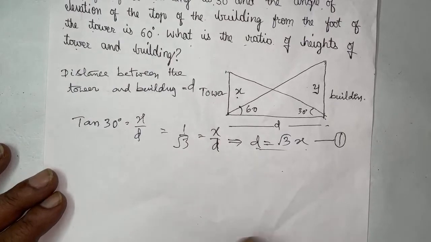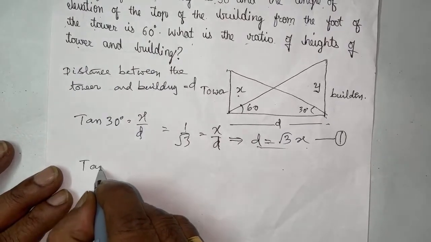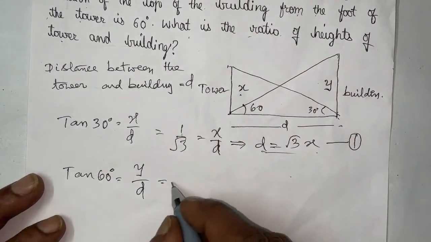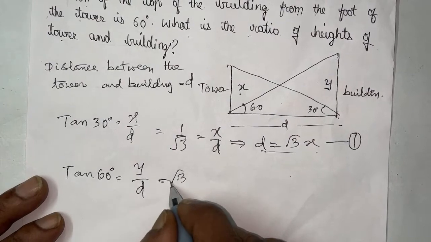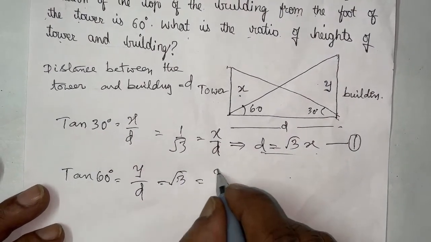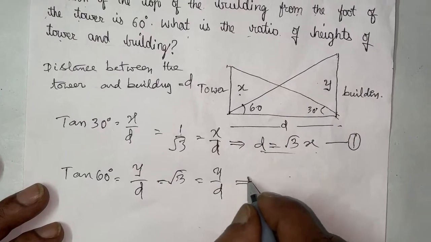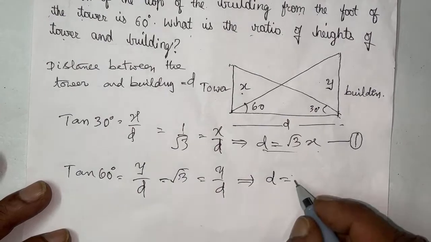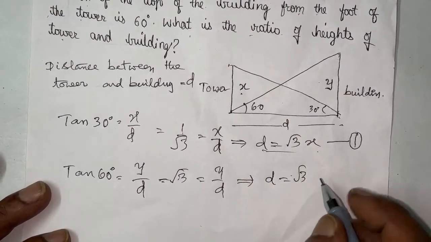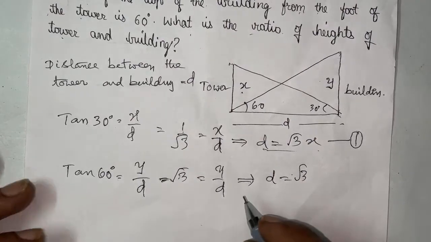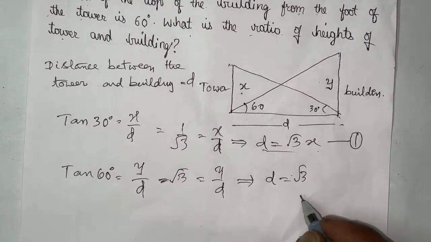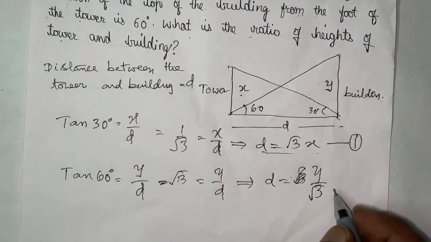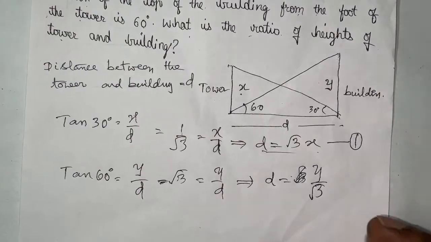Now we'll go for the second one, tan 60 degrees. Tan 60 degrees is Y by D. Tan 60 value is root 3. So root 3 is equal to Y by D. Again I want D as the subject here. D as the subject means cross multiplication, so D is equal to Y by root 3. That is the equation.